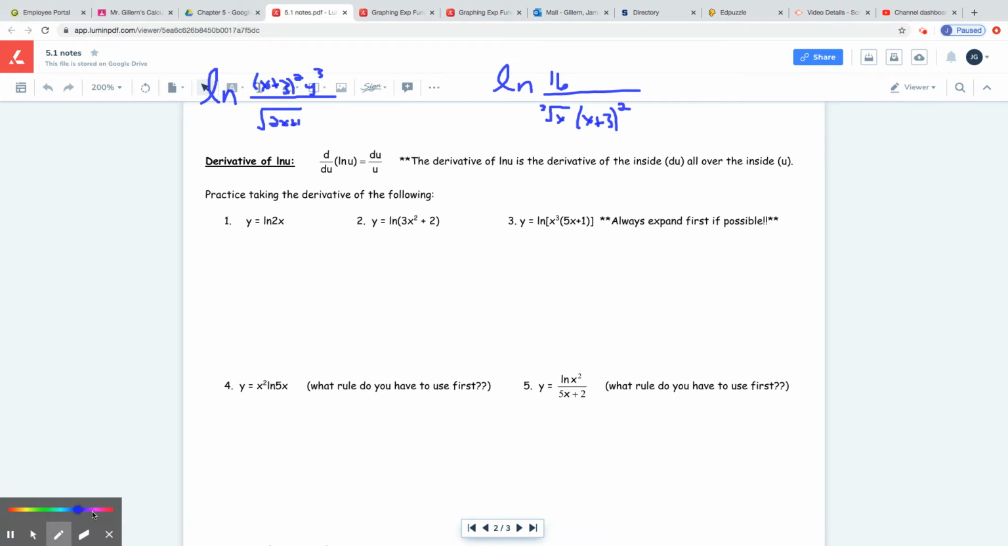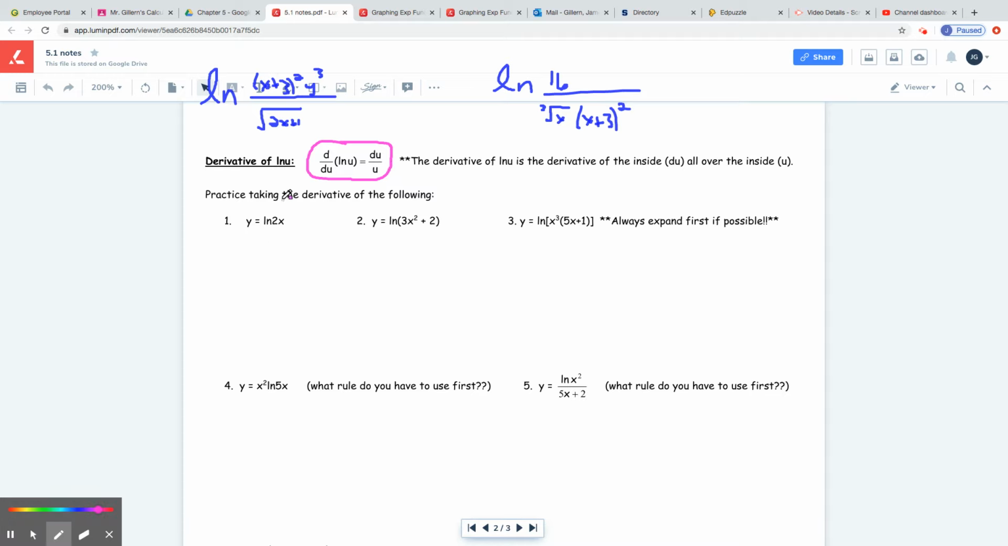Now, this formula right here is on your formula sheet. On the left-hand side, it says the derivative of natural log of u is du over u. Which basically means the derivative of ln u is the derivative of the inside over the inside. So you're taking the derivative of whatever comes after the natural log, over whatever comes after the natural log.